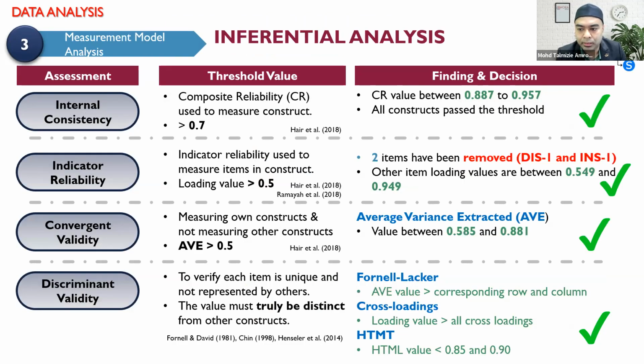Step 3 is the inferential analysis using the SmartPLS software. There are a few analyses. The first is internal consistency assessment. Next, determining the reliability of indicators. Next is convergent validity assessment. And finally, discriminant validity assessment. So all the assessments in this phase passed.